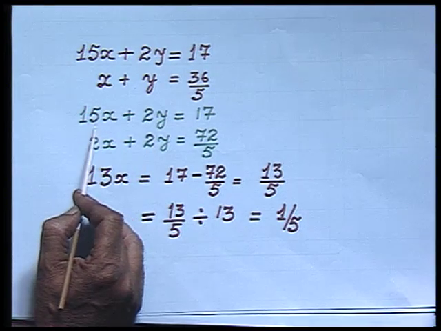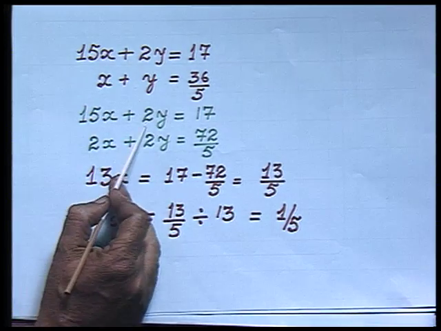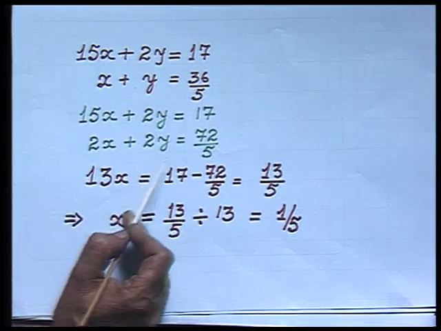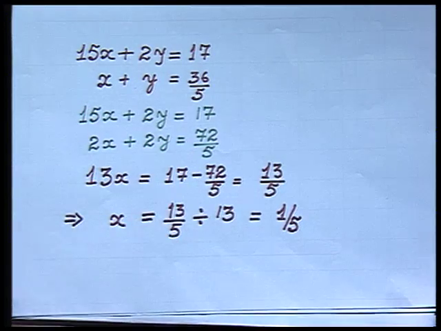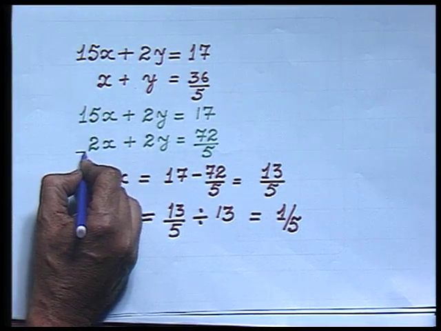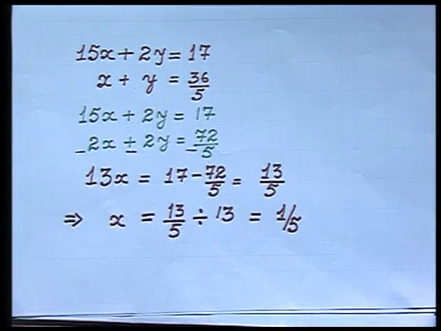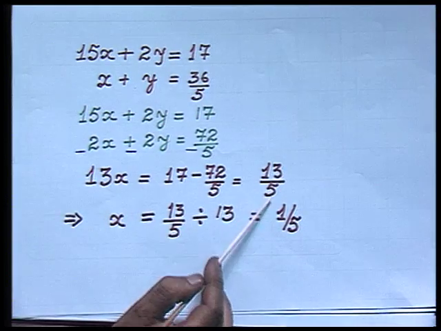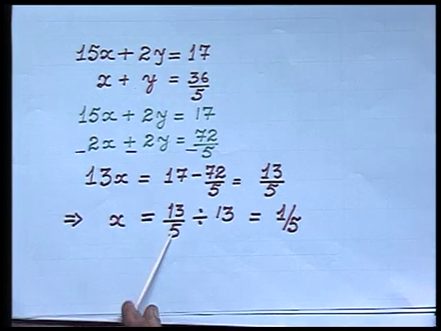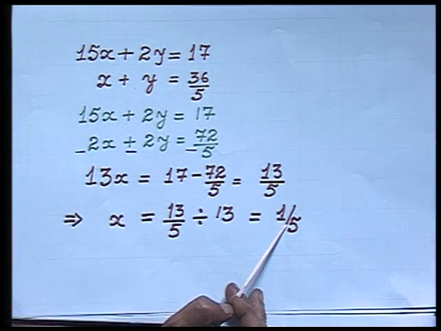On subtraction, 15x minus 2x will be 13x, and 2y minus 2y will go 0, and 17 minus 72 upon 5. For your convenience, when you are subtracting, you can change the signs downwards. Here this is minus and this is minus. After getting 13x equals 13 upon 5, I get the value of x as 13 upon 5 divided by 13, that gives me the value of x as 1 upon 5.